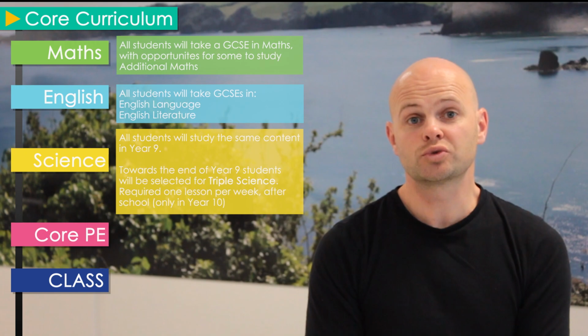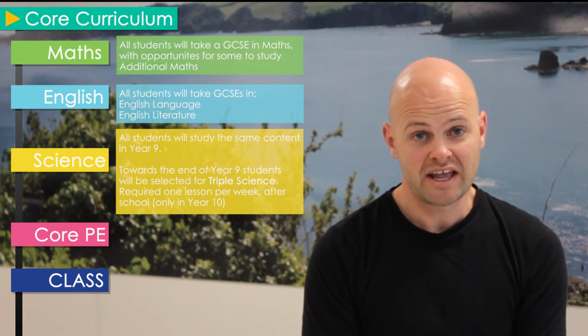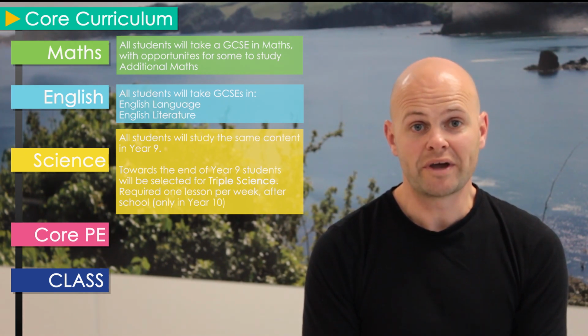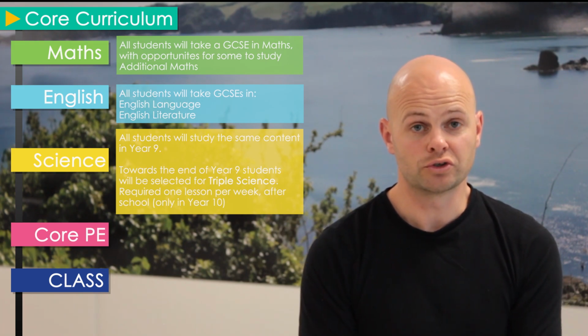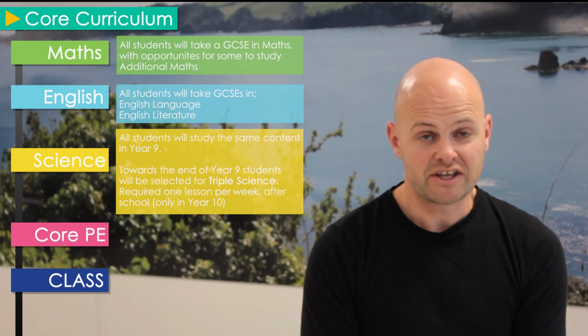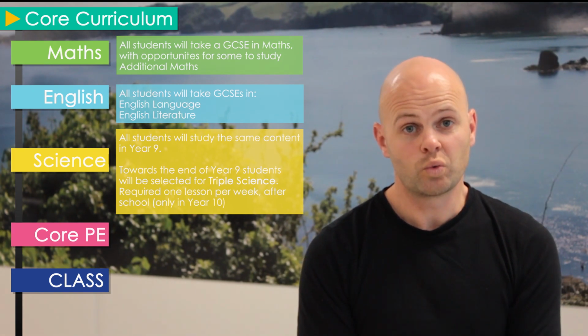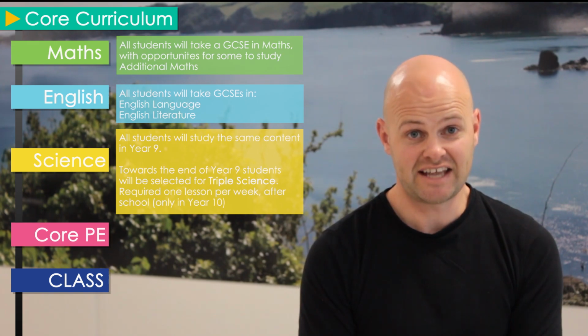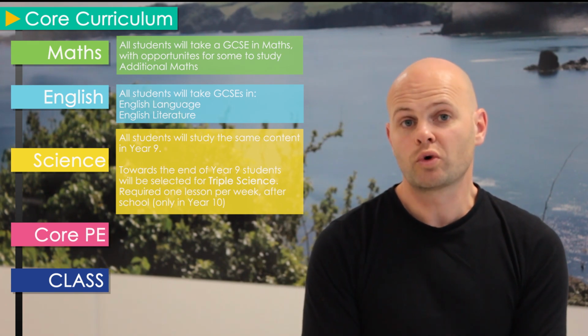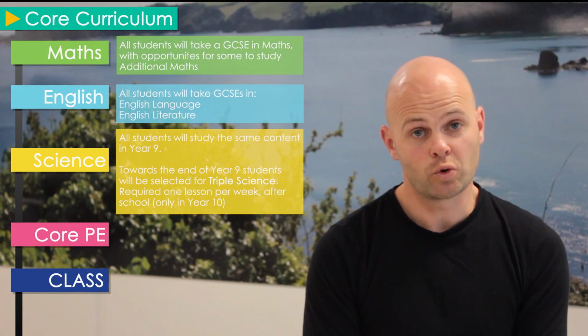Our core curriculum offer consists of qualifications in maths, English and science. Every student will take a GCSE in maths, and 2 in English, language and literature. In science, all students will study the same curriculum in Year 9, and then towards the end of the year, we will make decisions whether your child goes on to study triple science. If they do end up taking triple science, there will also be an additional lesson once a week after school in Year 10.